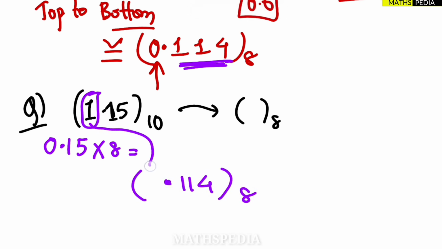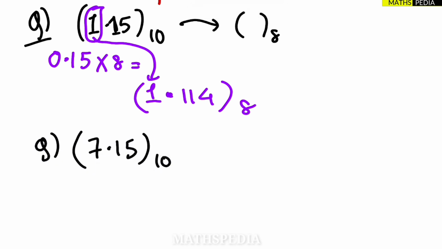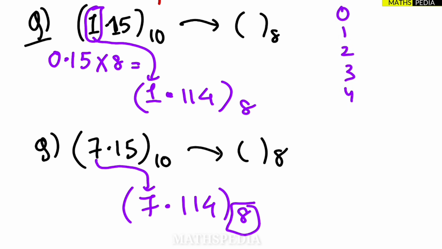But can I write 1 directly over here? Yes, you can write 1 directly over here. So if it is 1 point something in decimal, you have to convert it to octal. It is nothing but 1 point that thing only. Now what happens if I am having what? 7.15 convert into 8. So here also same thing. 0.15 you will take into 8 you will do same procedure. The answer will have 114 here. And what happens here? 7 can I write? Yes, 7 you can write. Because in octal we are having the numbers till what? 7, 0, 1, 2, 3, 4, 5, 6, 7.